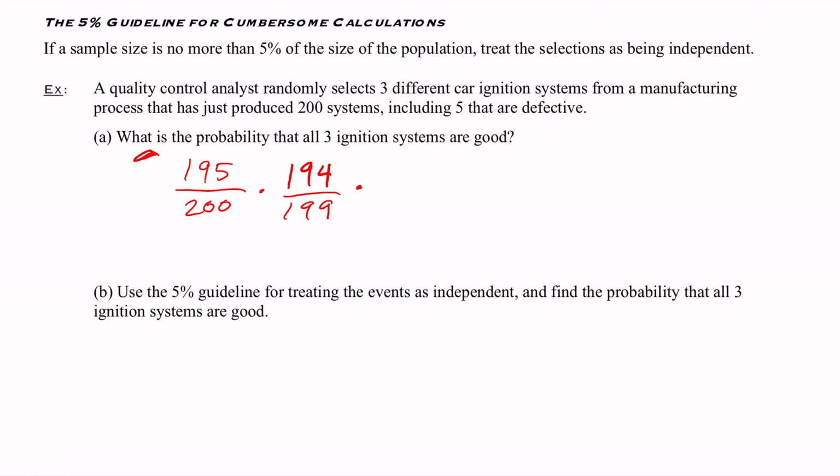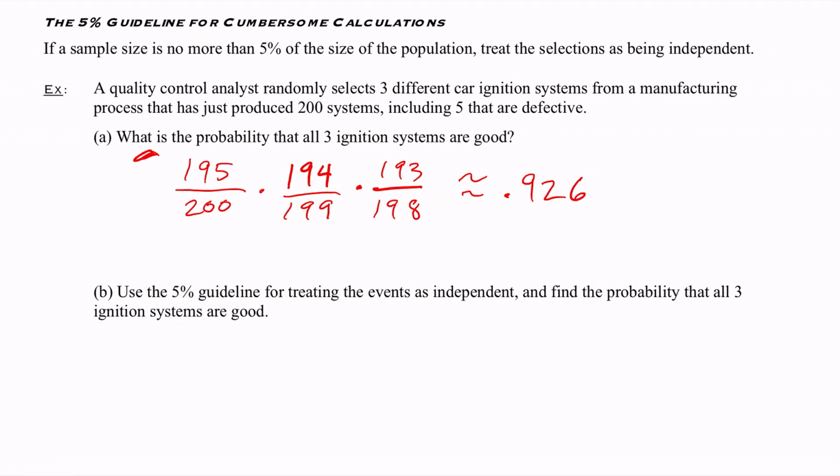And then assuming that the first 2 are good, there will be 193 out of 198 probability of that third one being good. So this gives us something around 0.926 probability of getting all 3 of them to be good.